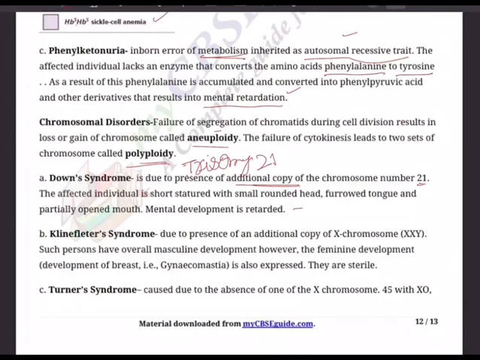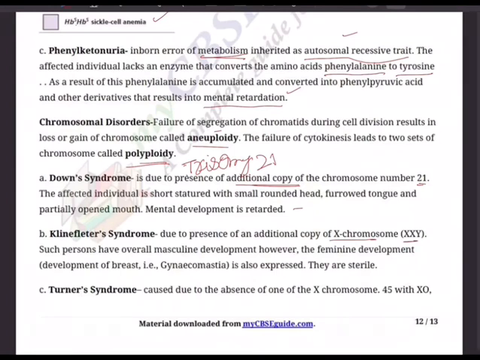And then the second one, Klinefelter's syndrome. In Klinefelter's syndrome also, there is an extra chromosome. What is that? It is due to the presence of an additional copy of the X chromosome. There it was the 21st chromosome, here it is the X chromosome. Instead of XY, there will be XXY.